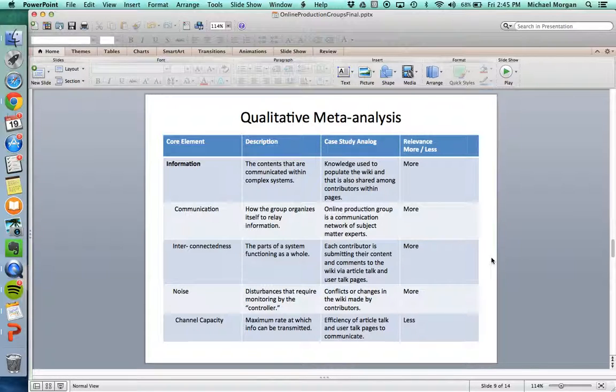And then channel capacity is another one. Channel capacity is really the maximum rate at which information could be transmitted. Information is being transmitted at a certain speed, at a certain volume, and ultimately there's only so much. There's a limited amount of space or capacity with which to push out all of that information. I was trying to think about what the analog would be in this case, and I struggled a little bit with it. So I would say channel capacity is a little less relevant, but that's not to say that information isn't, because information is really important, and information and channel capacity kind of go together. But the best that I can think of is that the channel capacity here is the efficiency of article talk and user talk pages to communicate. How well are the contributors using these pages to communicate?